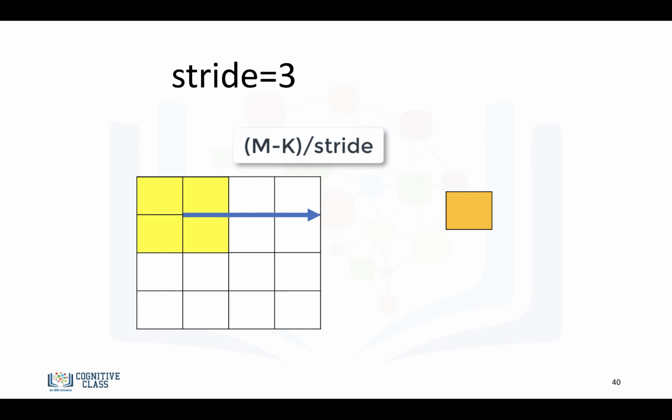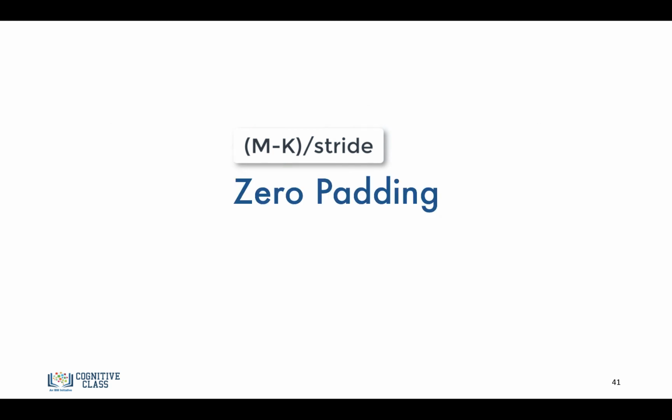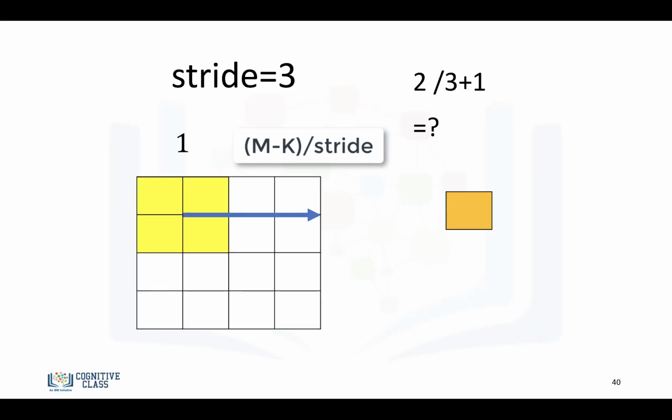So let's see what happens when we have a stride of 3. We have one stride, and we plug it into the equation, we get a non-integer value. And basically this means we're going to get some non-sensical value that doesn't really make sense. So to solve this, there are several ways, and we're going to go over zero padding.